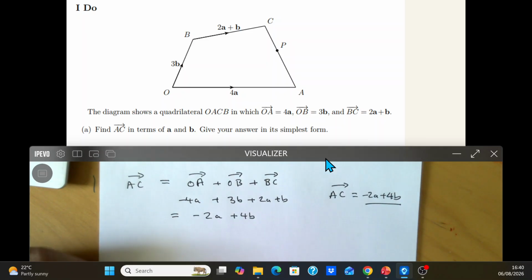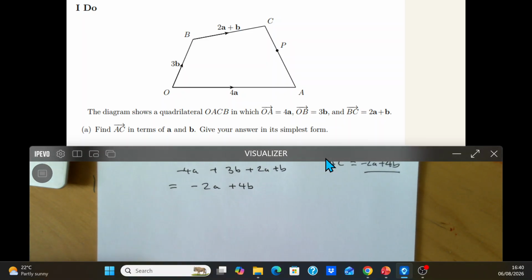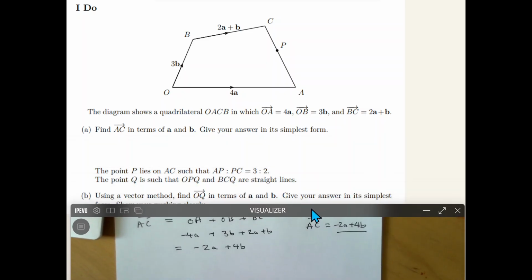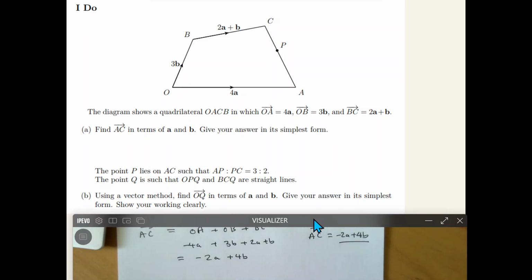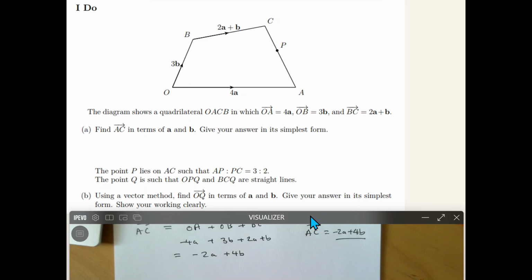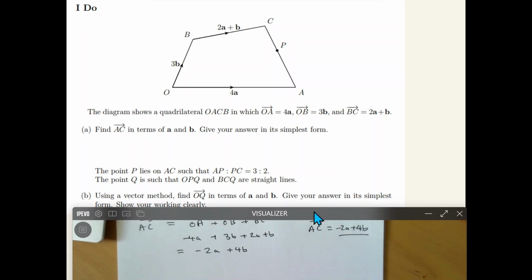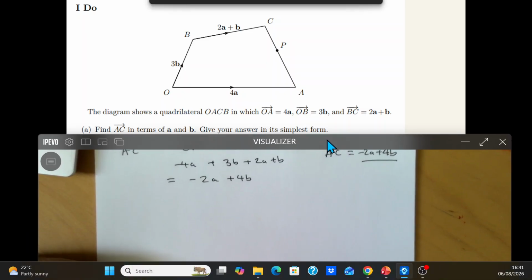Now you'll need the answer later in the question, because you tend to need that in any vectors question. Normally in part B, you're using part A. The key thing in that is the 3/5, and OP Q and BQ are straight lines, and so they intersect, so the displacement from O to Q and B to Q are the same. So if you work out your vectors, you can find out that number. So let's go through this.